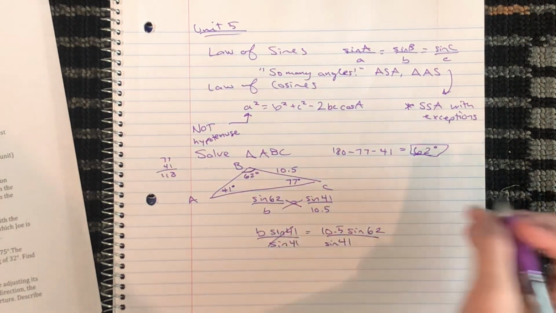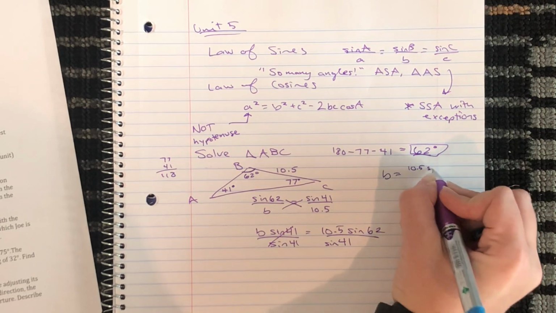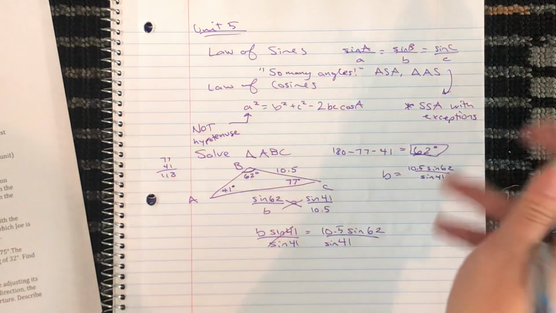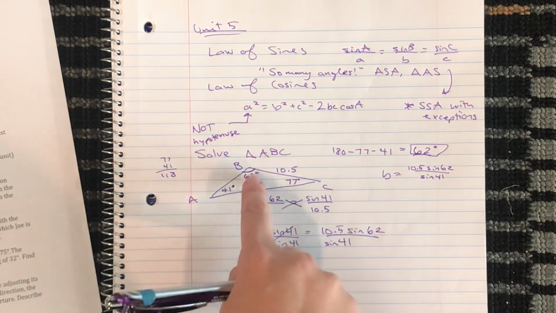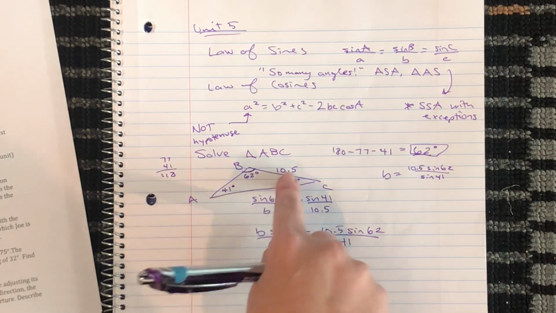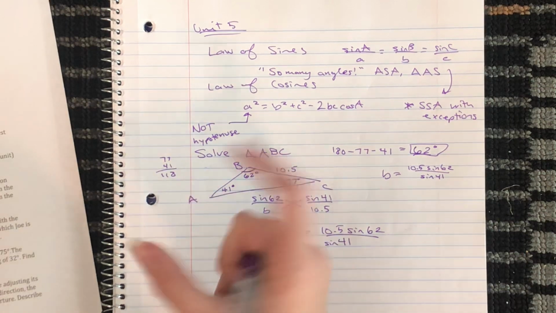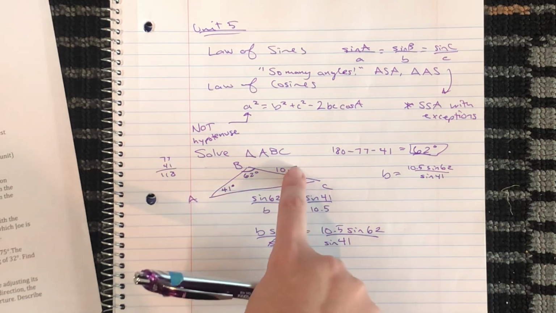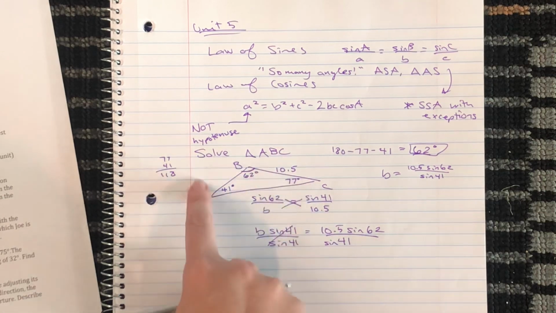Okay, that simplifies, and now I have letter B is equal to whatever that number is going to be. Now, as I'm mentally checking my work, if I just found lowercase b, I should be getting a value that's bigger than 10.5. Each of the angle measures corresponds with how large the side across from it is. So 41 is the smallest angle, resulting in the smallest side. Same thing here. And then you should have the largest number across from 77.